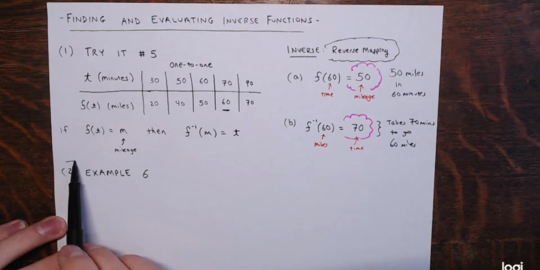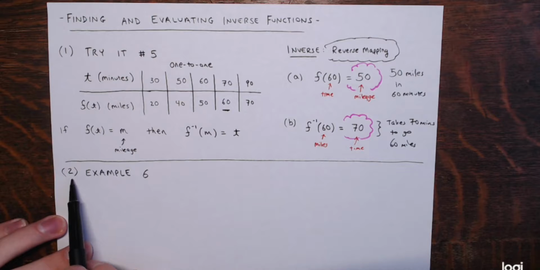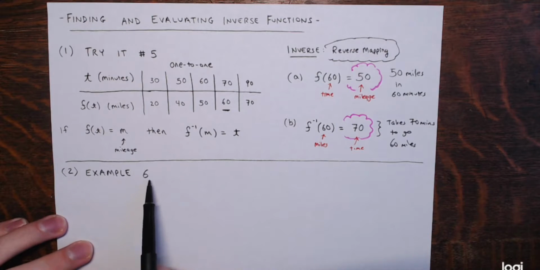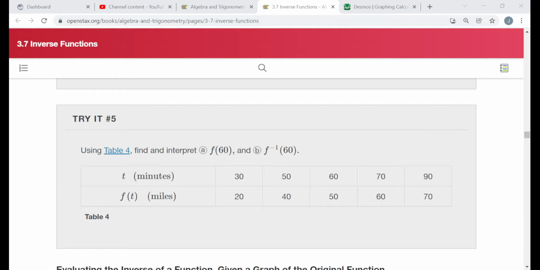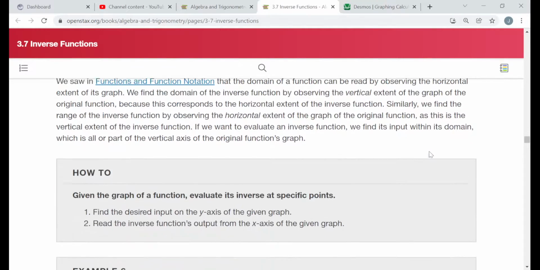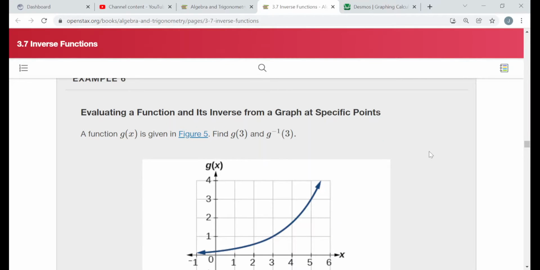Great. All right, so now the next example I want to do is example 6 from the reading. So let's go back to the text. Scroll down a bit more, reading for you to do. Here's example 6. And this is evaluating a function and its inverse from a graph at specific points.